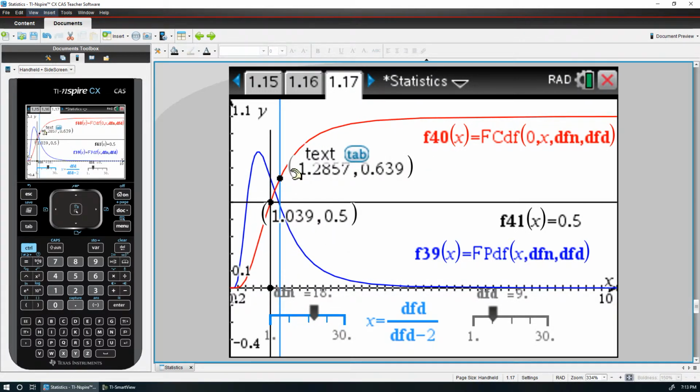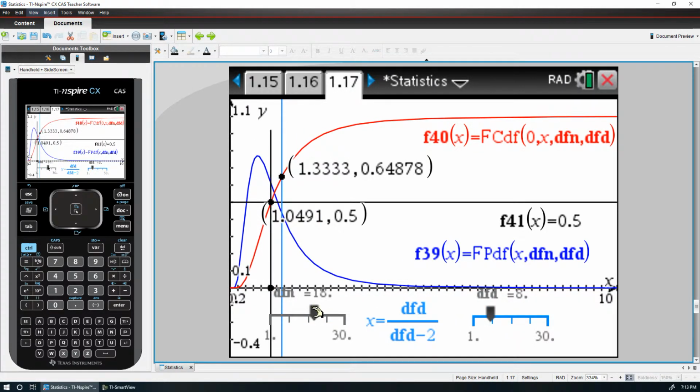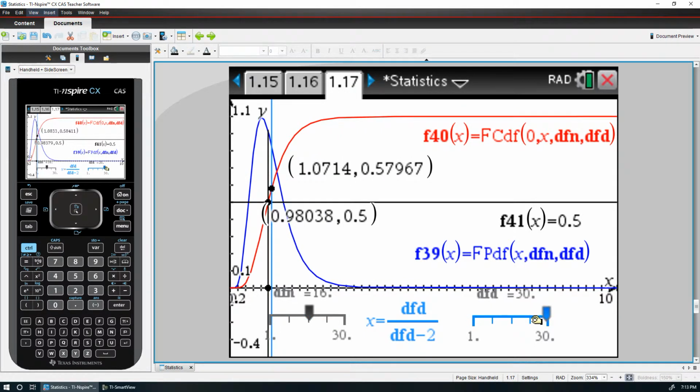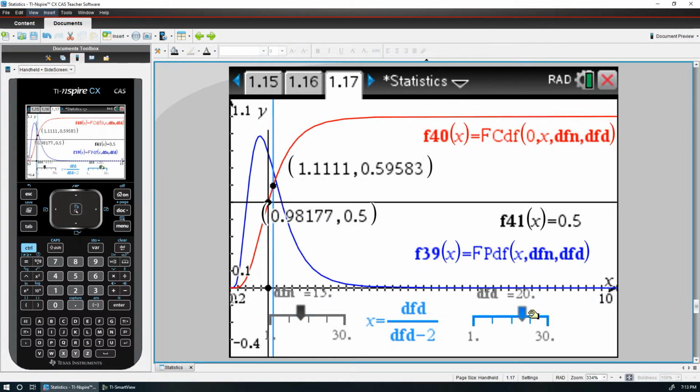And then this one is the mean right here, and it is changing here. It's not changing here. So it turns out it only depends on the degrees of freedom of the denominator. But you can kind of see what some of these different ones look like, as I change one or the other of these things around.